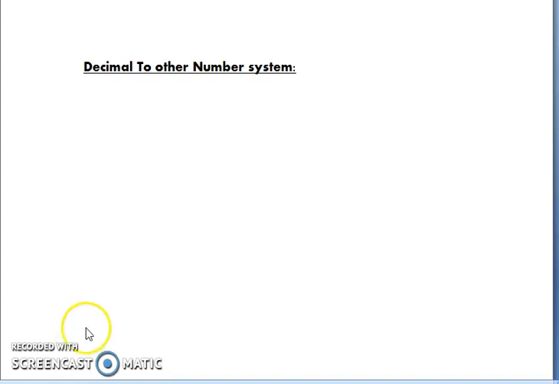Next is the decimal to other number system conversion. That is, decimal to binary, decimal to octal, and decimal to hexadecimal. In this one, the procedure is the same.